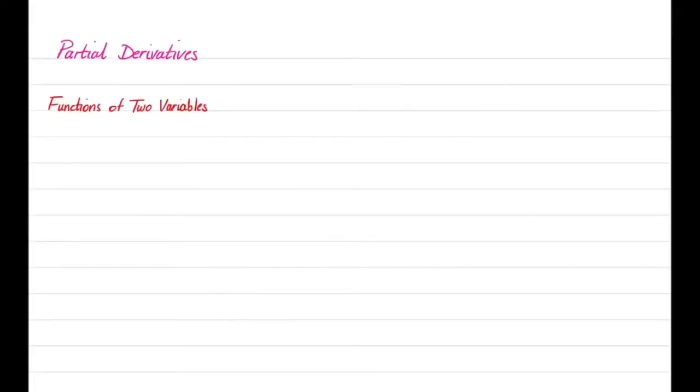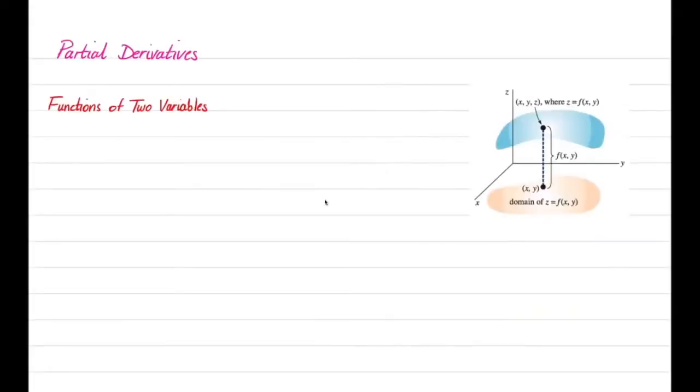So let's start with the functions of two variables. I took this figure from the textbook in which we can see the definition of a function of two variables. So a function of two variables is a rule of correspondence that assigns to each ordered pair of real numbers x and y of a subset of the xy plane, one and only one number z in the set R of real numbers. The set of ordered pairs x and y is called the domain of the function, and the set of corresponding values of z is called the range.